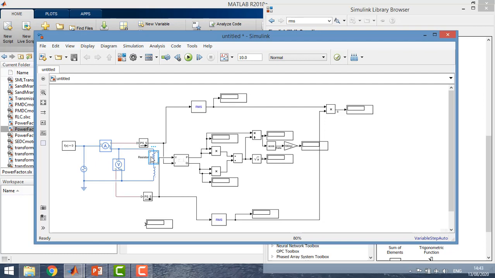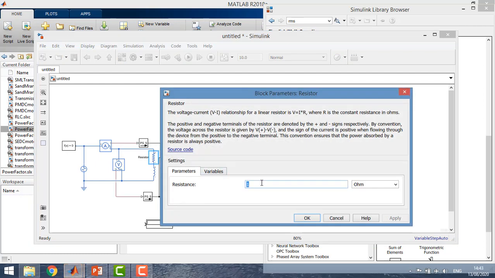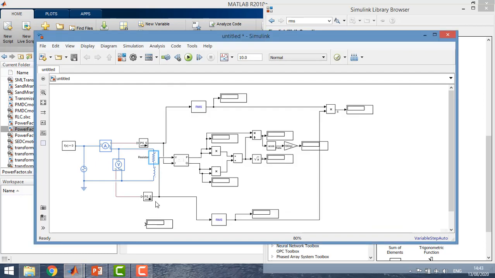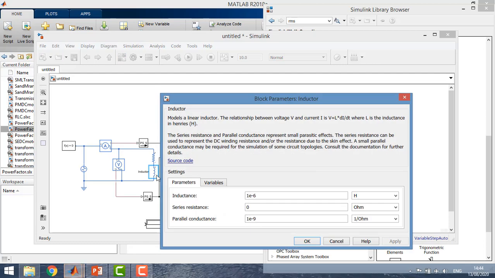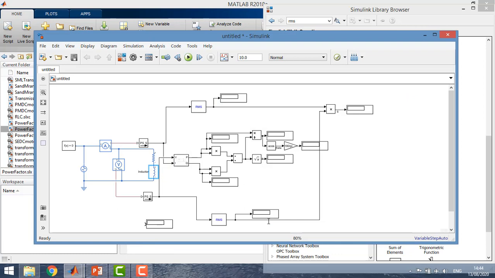Now for the resistance, it's 10 ohm. The inductance is 0.318. I guess 1 second would be enough for the simulation time. Alright, so what do we have?